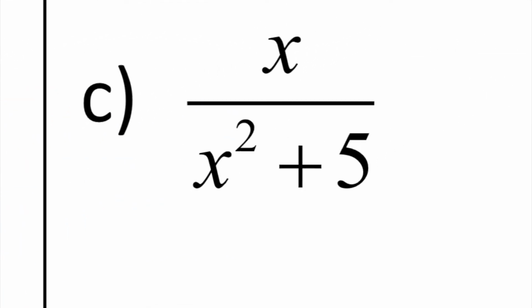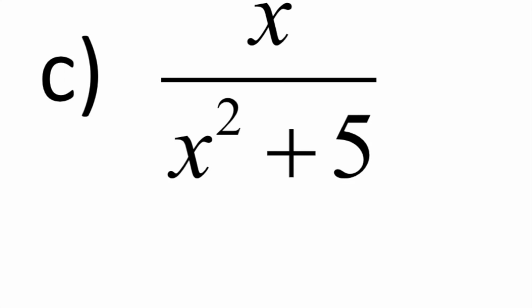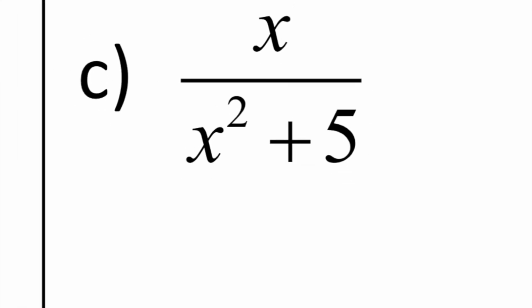Now in C, I've changed it slightly. You still can't cancel or simplify this as is. You have to check and see if the bottom of the fraction, the only place where there's a plus or minus sign, can be factored. And in this case, it can't be factored. And you can't cancel the x and the x squared because of the plus sign.